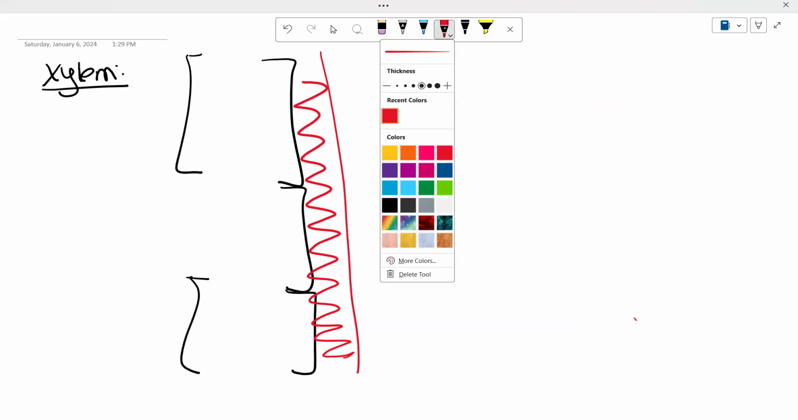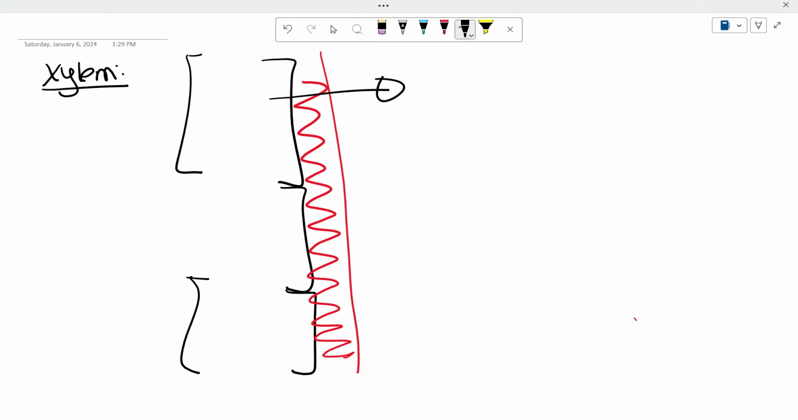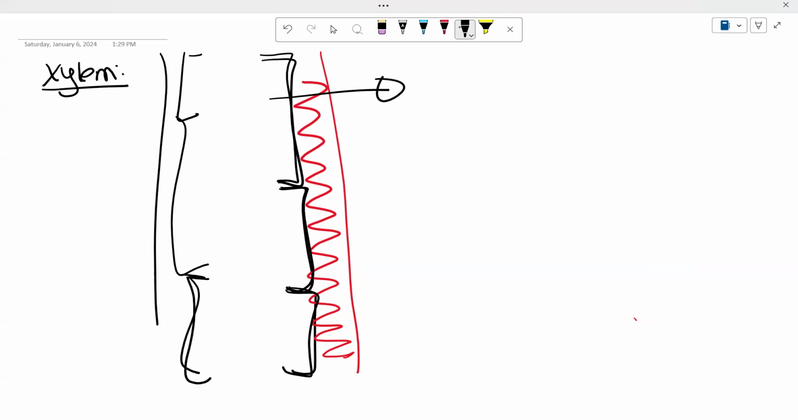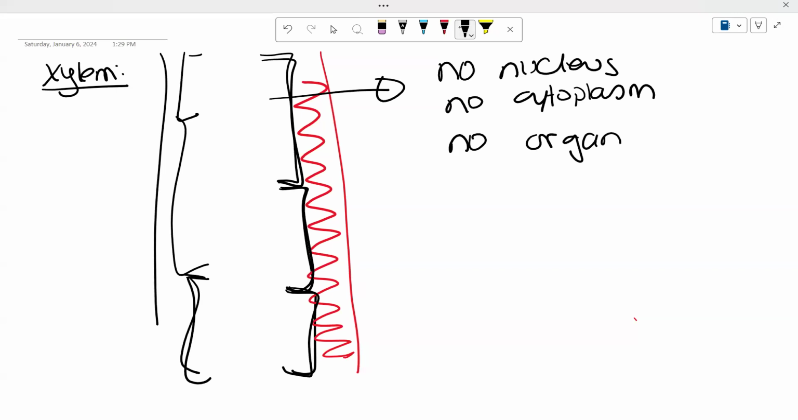Okay, now the xylem, each one of those is a cell. Do you see any nucleus inside the xylem cell? Do you see anything inside it actually? No. The xylem is a specialized cell that carries water. This xylem, if you look closely inside it, you will find that it has no nucleus. This is really important. No cytoplasm. No organelles. You will tell me it doesn't have anything? Yes, it is completely empty, and it is even considered dead.